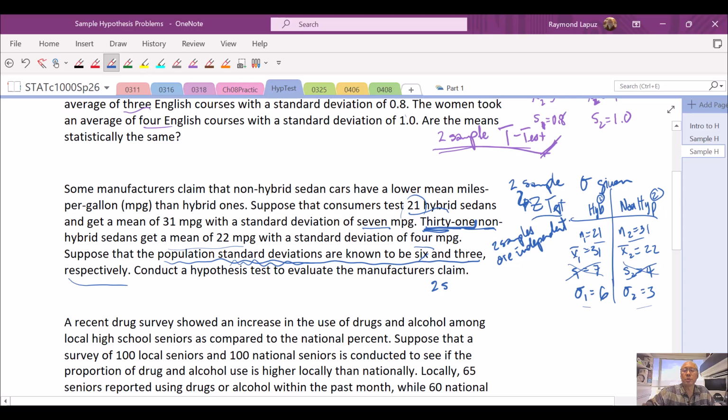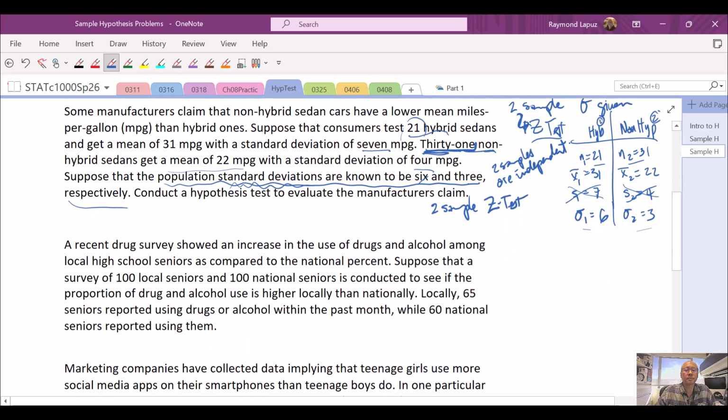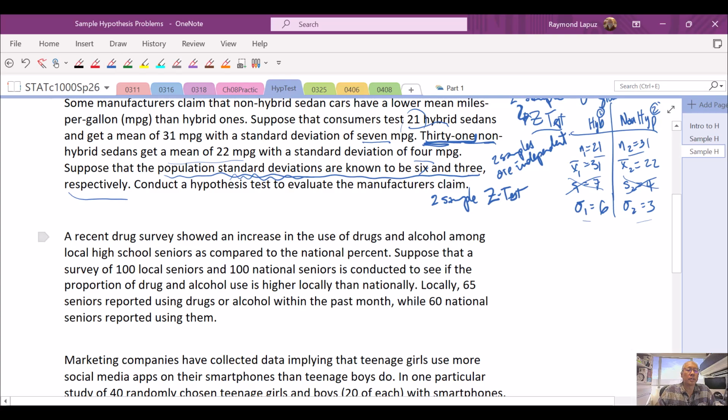So a 2 sample z-test, and yeah, you should be able to carry this out. Of course, you'll figure out what the claim is and all that other stuff. All right, let's take a look at the next one.